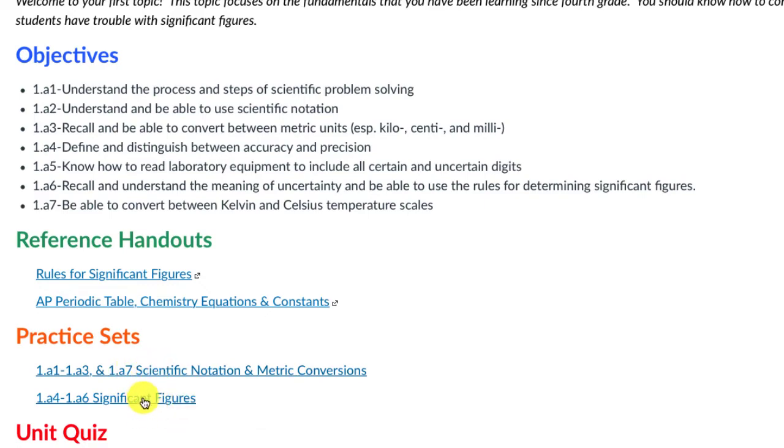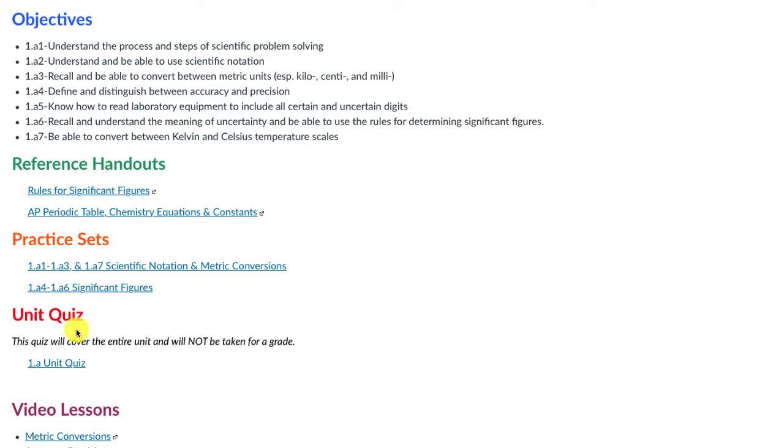When you're finished with all of this, you could take the unit quiz. This unit quiz will cover all of these topics here. That might even be a good place to start for some of you, to take this first and see how well you do. If you're not doing well on particular questions, then you can go back and look at these. I would definitely take out your notes from your previous chemistry class to help you go back and review if you need to.